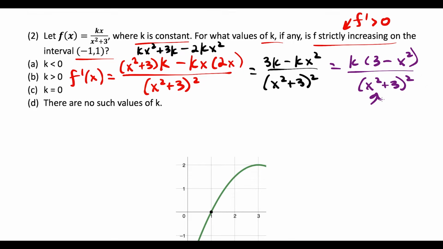So at this step, if we analyze, the bottom factor squared is always positive because x squared plus 3 is always positive, and we're squaring it. So it's still going to be positive.